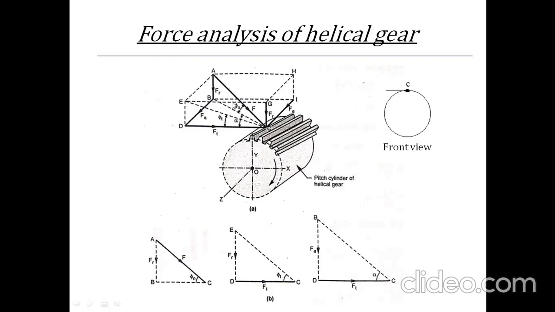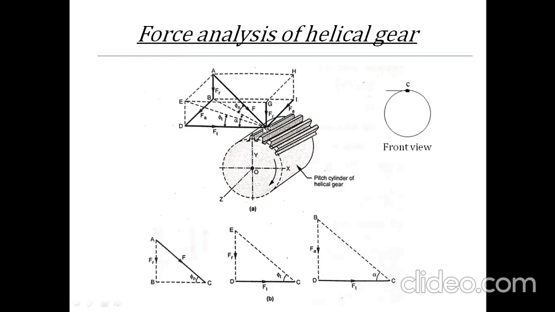Now phi n is the pressure angle in the normal plane, and this normal plane is perpendicular to the teeth. These are the teeth which make the helix angle alpha with the axis of rotation. As we know, the helix angle is the angle made by the teeth to the axis of rotation. So phi n is the pressure angle in the normal plane. This normal plane is perpendicular to the teeth of the helical gear.